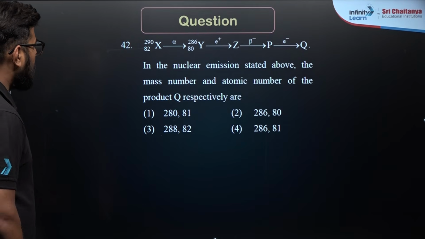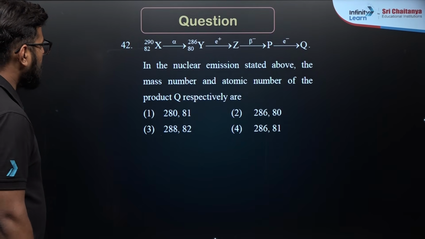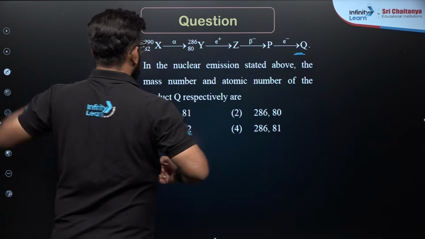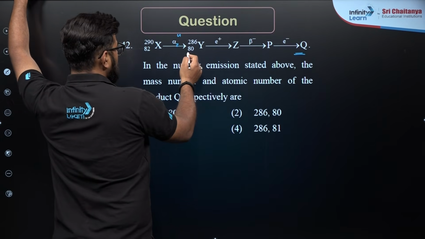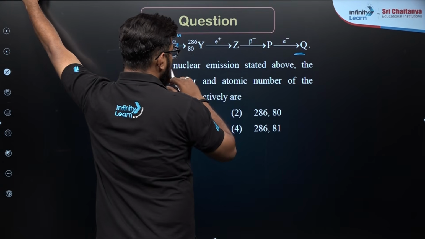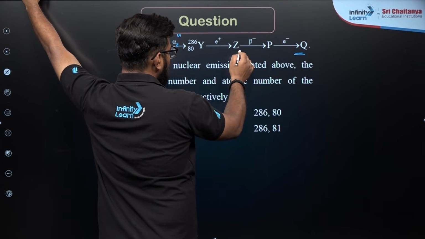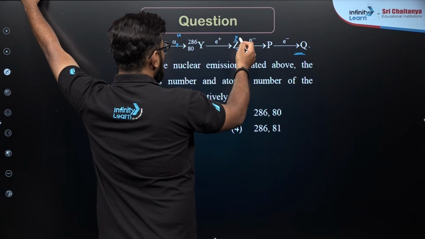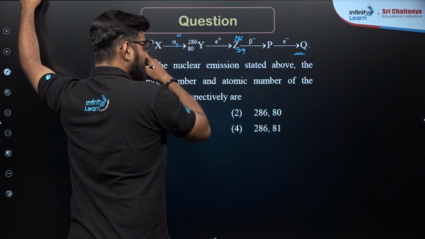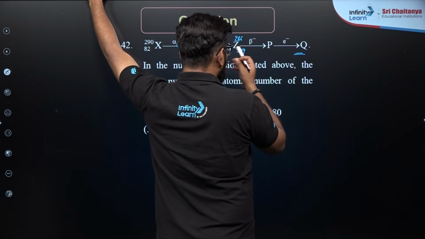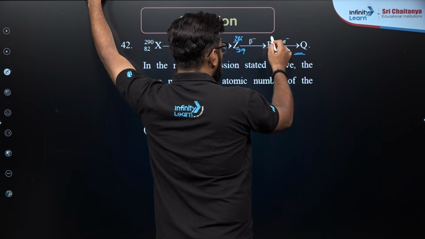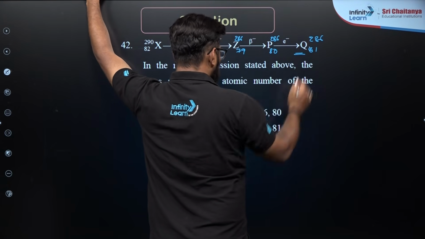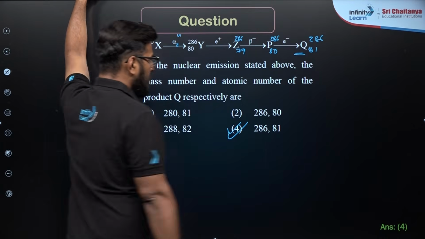In the nuclear emission stated above, the mass number and atomic number of product Q respectively are asked. So what is going to be the mass number? See here, alpha particle is being released, 2 and 4. So it turns out to be 80 and 286. Then e positive is getting released. That means this is going to be plus 1. That means 79 and 286. The mass number remains unchanged. Then beta negative is getting released. If beta negative is getting released, this will be 80 and 286. And again beta negative, that means 81 and 286. So 81 and 286, option number 4 is correct.